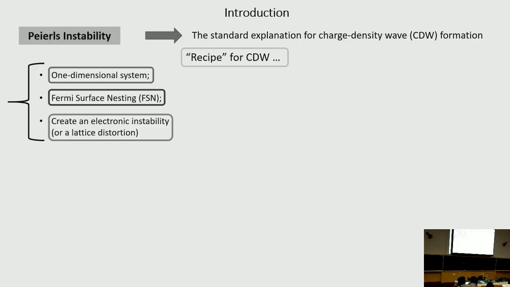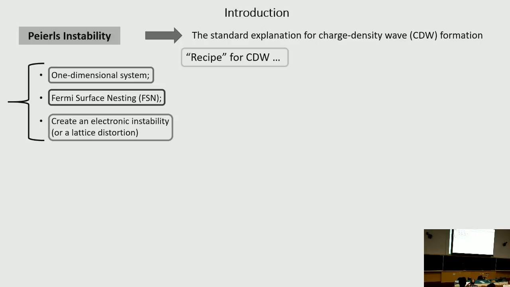Okay, let's start with the Peierls instability. I don't know if you know about it, but I will review it very quickly. The Peierls instability is basically the standard explanation for charge ordering. It basically says that you have a kind of recipe to create a charge density wave: if you have a one-dimensional system that has Fermi surface nesting, and this point is very, very important, I will show you why.